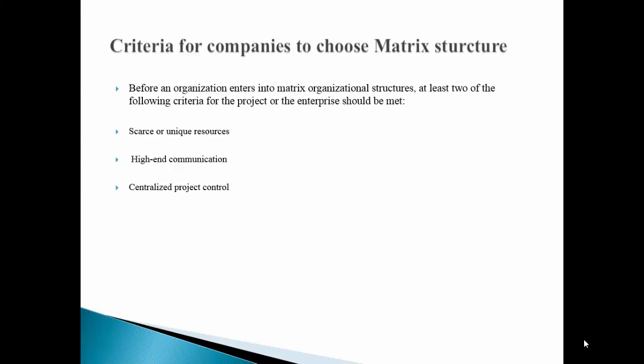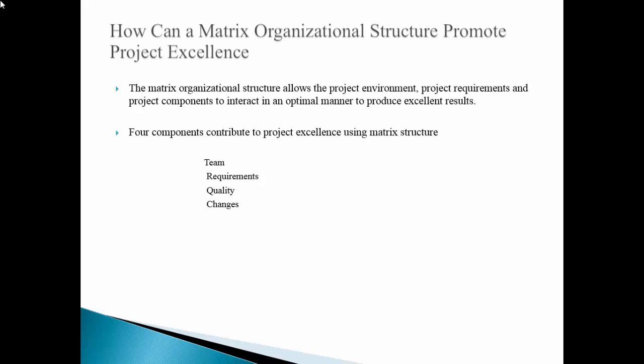There are certain criteria which the company may consider before opting for the matrix structure. There is a need to share scarce or unique resources that are required in more than one project or functional area. There is also a requirement for management to provide high levels of information processing and communication to complete the project. Another criterion is pressure from the outside by customers or agencies to have one person or group centralize control of the project, even though the project may be carried out by other groups in the organization.